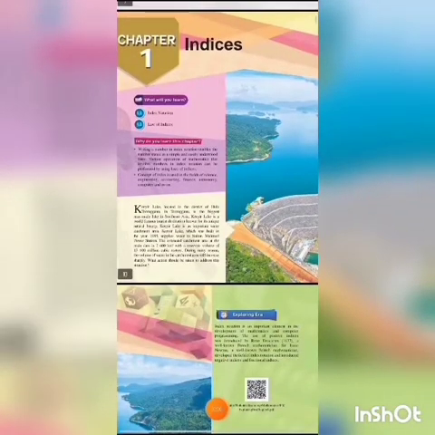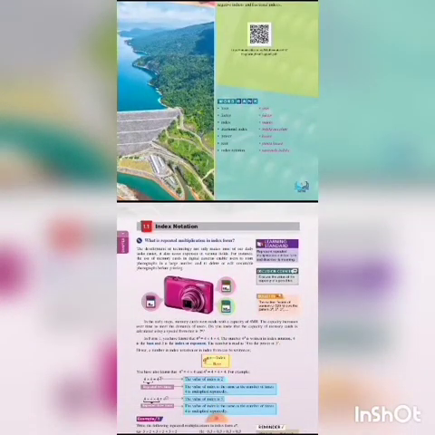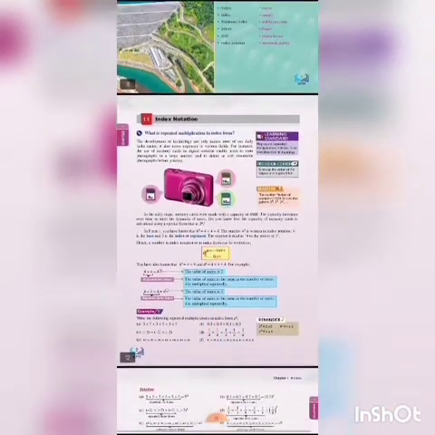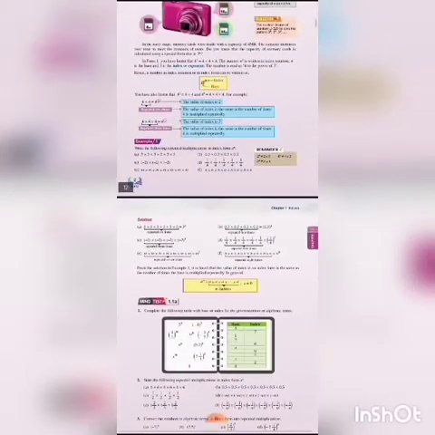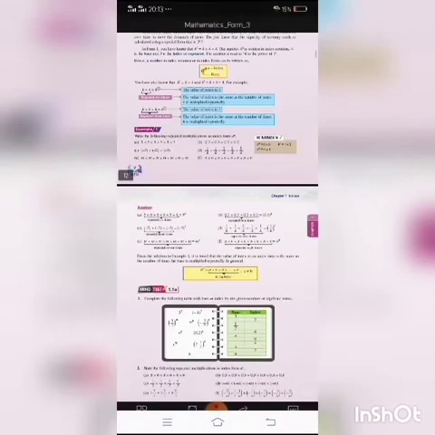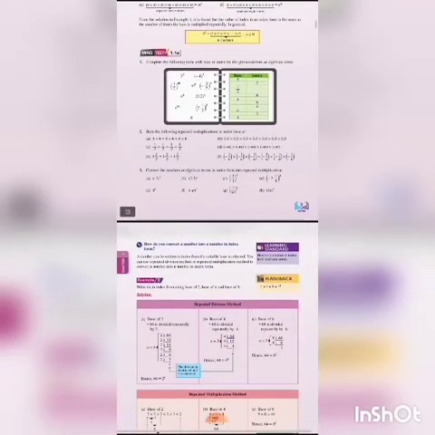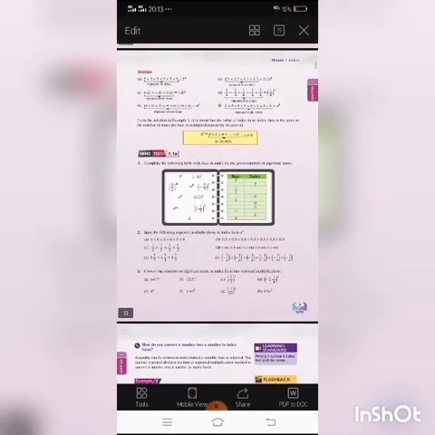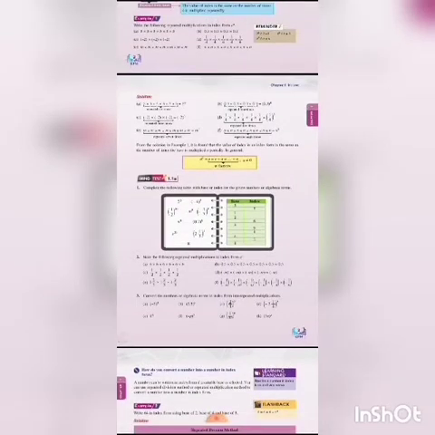Conclusion of chapter 1 index: you have understood index notation has two parts. Part 1 is writing the following repeat multiplication in index form a^n, and then part 2 is converting the number or algebraic term in index form into repeat multiplication. Make sure you understand.